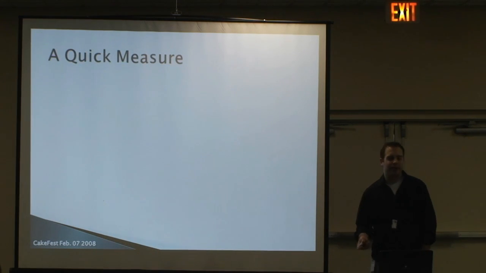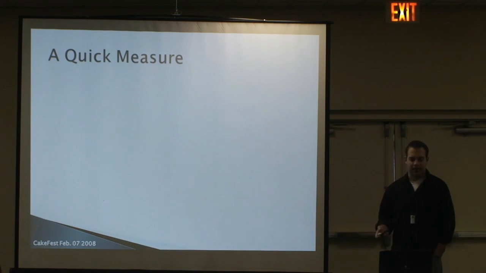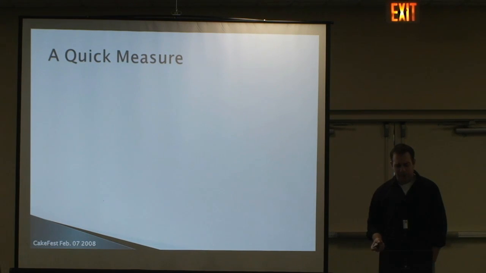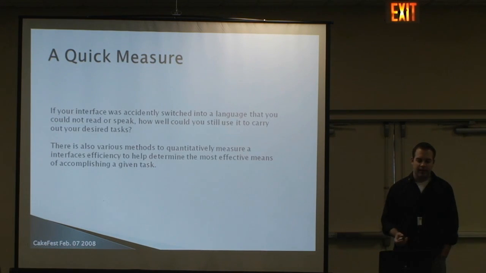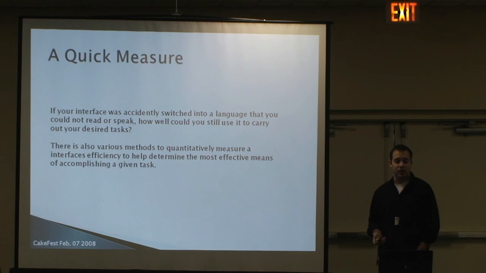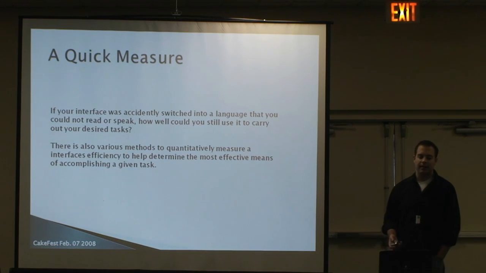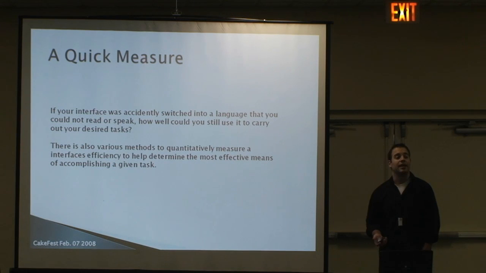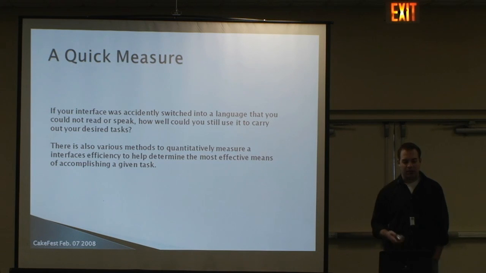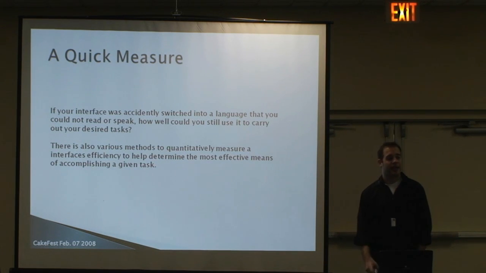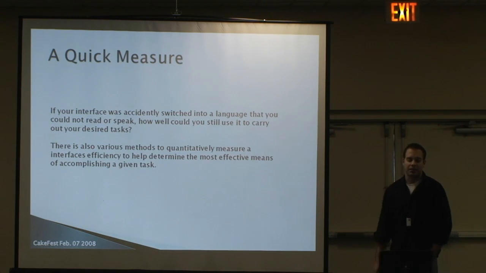So, a quick measure for all of this, because I know it's a lot of information. I tried to make it simple, and hopefully you got something out of it. A quick way to measure how efficient or humanized my application is: if your interface was accidentally switched into a language that you could not read or speak, how well could you still carry out your desired tasks? There are also various methods to quantify this, which I discussed. Basically, there are metrics to it. You can actually assign numbers to it and measure it that way. But that's a quick measure to sum up most of this.